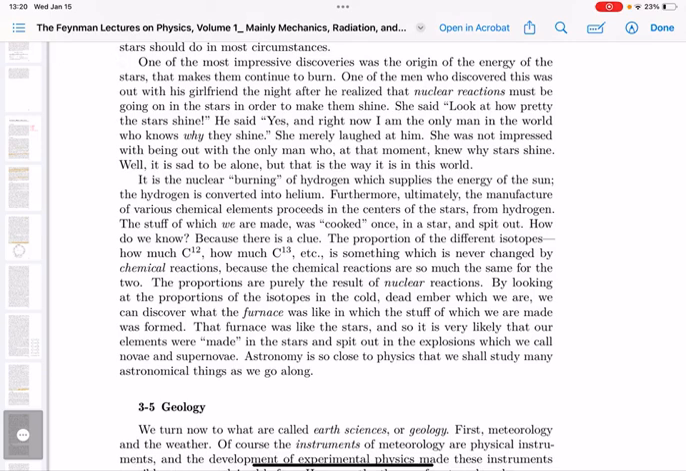One of the most impressive discoveries was the origin of the energy of the stars that makes them continue to burn. One of the men who discovered this was out with his girlfriend the night after he realized that nuclear reactions must be going on in the stars in order to make them shine.